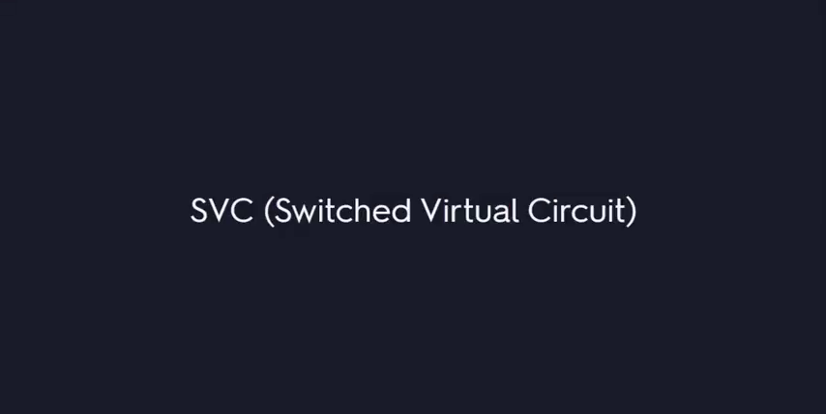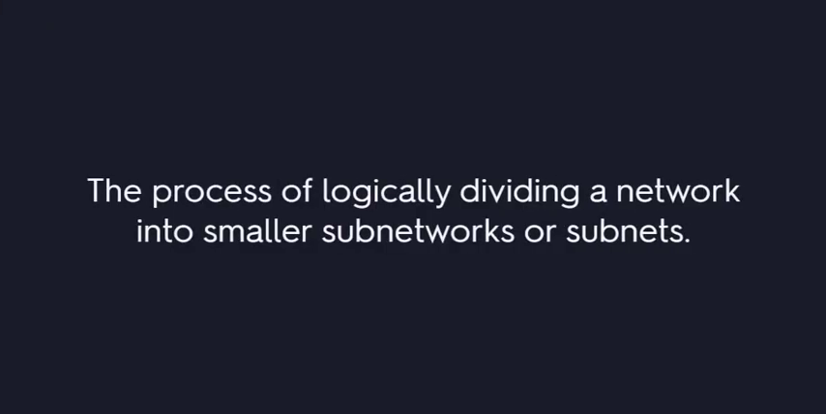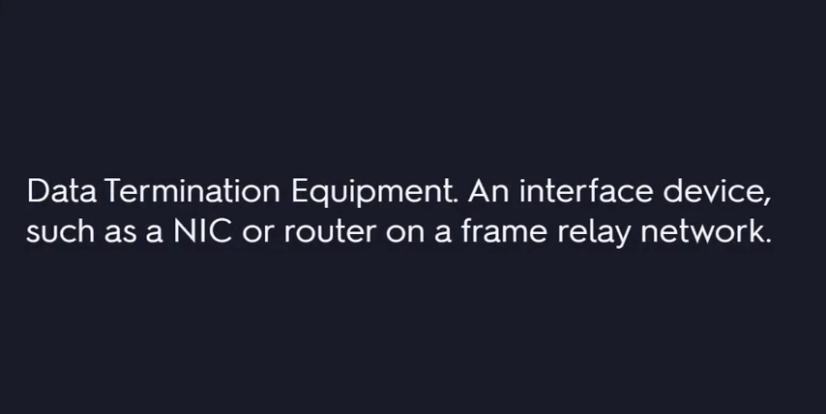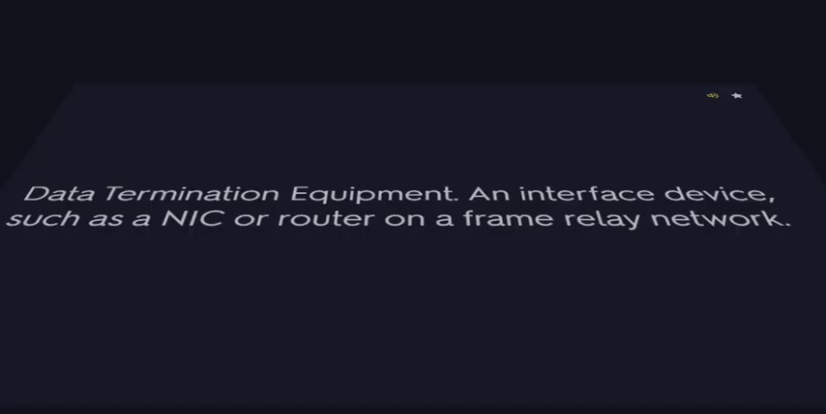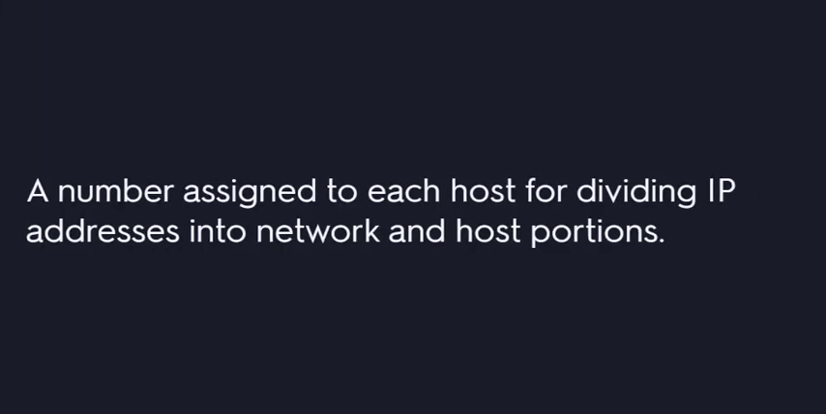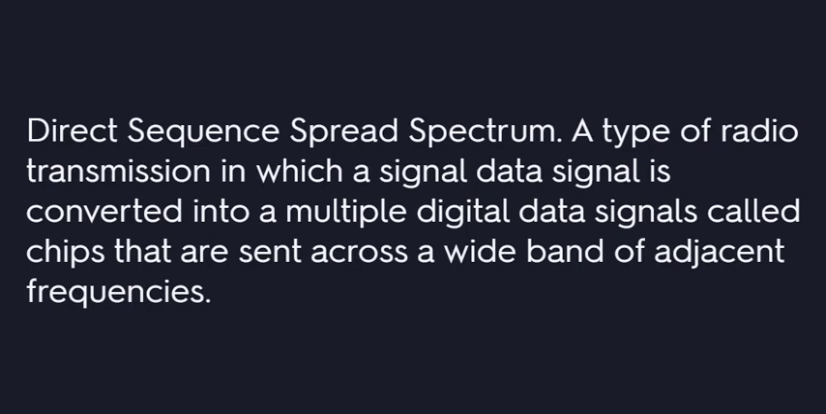SVC. The process of logically dividing a network into smaller subnetworks or subnets. Subnetting. Data termination equipment. An interface device such as a NIC or router on a frame relay network. DTE. A number assigned to each host for dividing IP addresses into network and host portions. Subnet mask. Direct sequence spread spectrum. A type of radio transmission in which a data signal is converted into multiple digital data signals called chips that are sent across a wide band of adjacent frequencies.